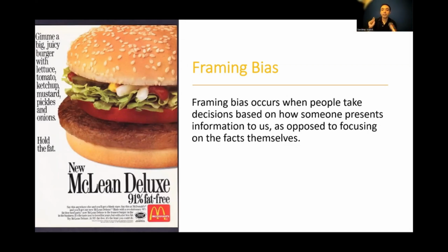This is because of a famous bias called framing bias. Here's an example. McDonald's put out an ad, I think in the early 90s. It's called the New McLean Deluxe, and you see that burger on the screen. It says 91% fat free. Pretty alluring, right? 91% fat free.